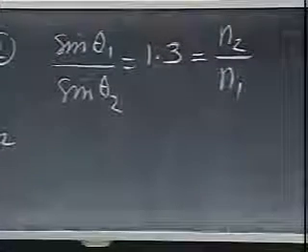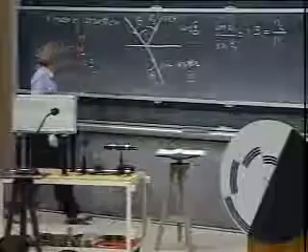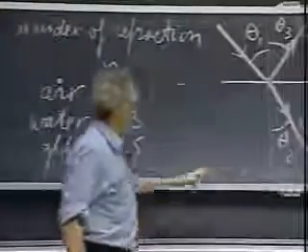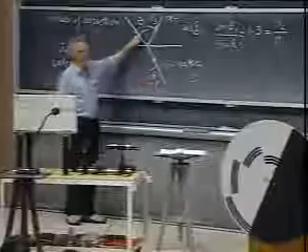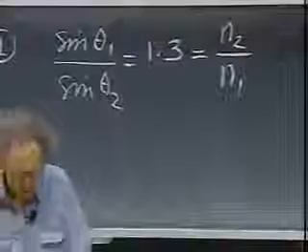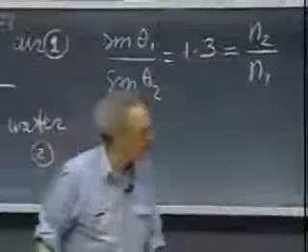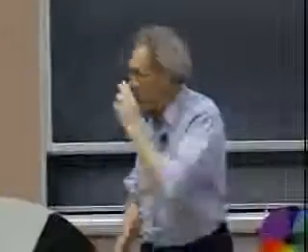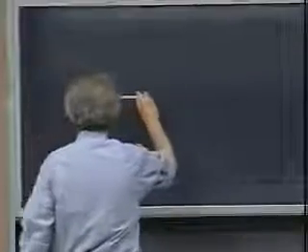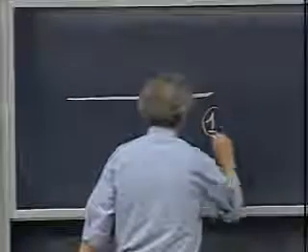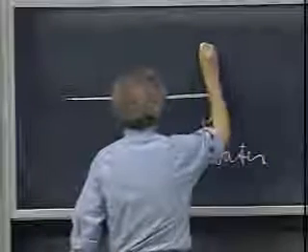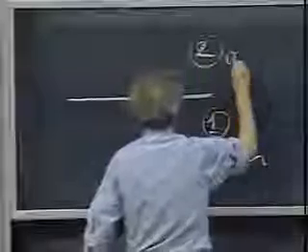And it is immediately obvious that if you go from air to water, or you go from air to glass, that angle theta 2 is always smaller than the angle theta 1, because this number is larger than 1. But if you go from water to air, then the situation is reversed. And that's what I want to address now. That's actually quite interesting. So now, my medium 1 is now water, and my medium 2 is now air.